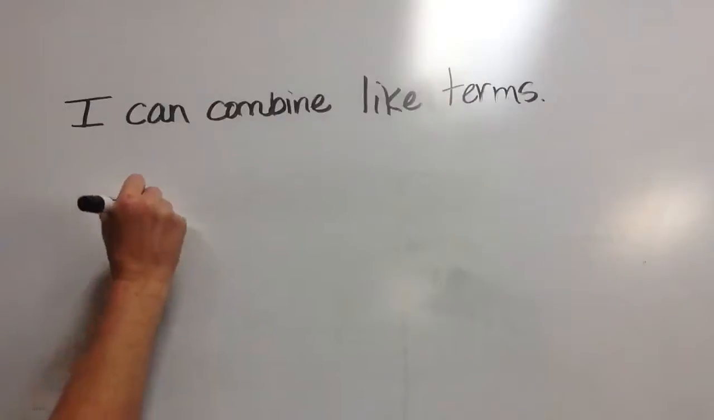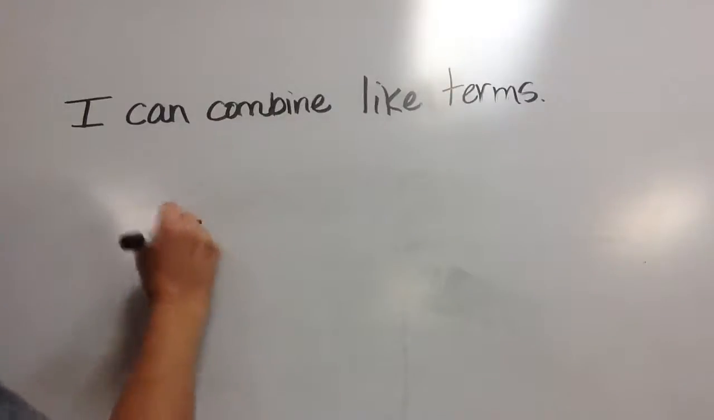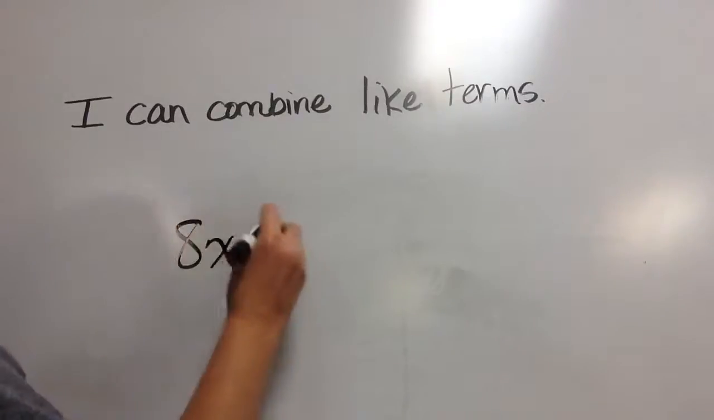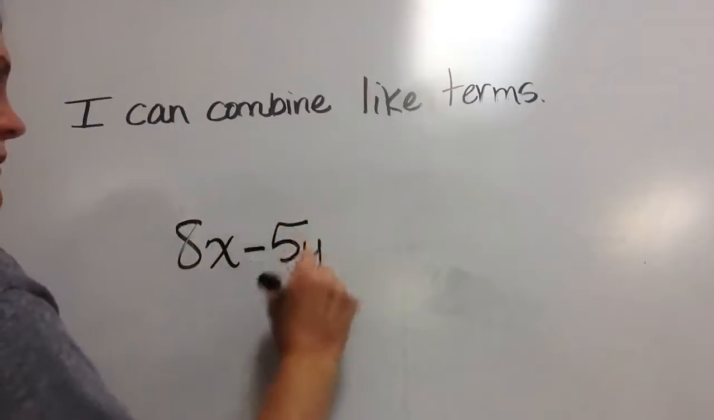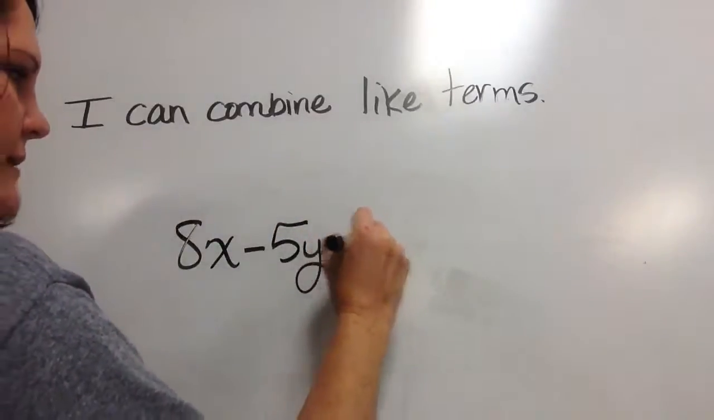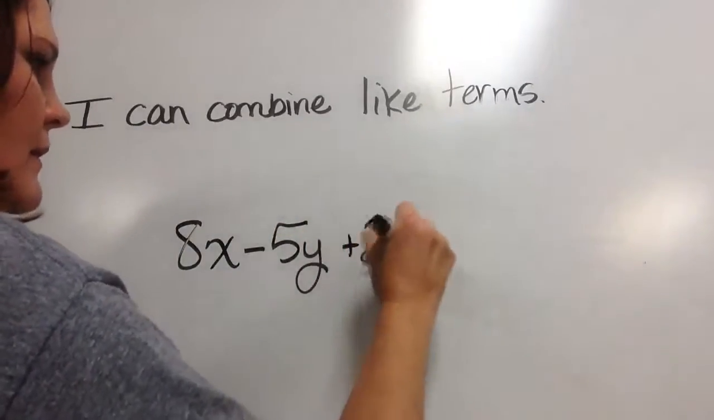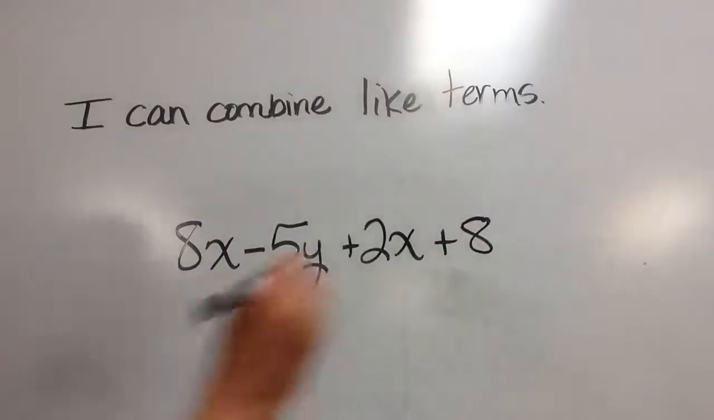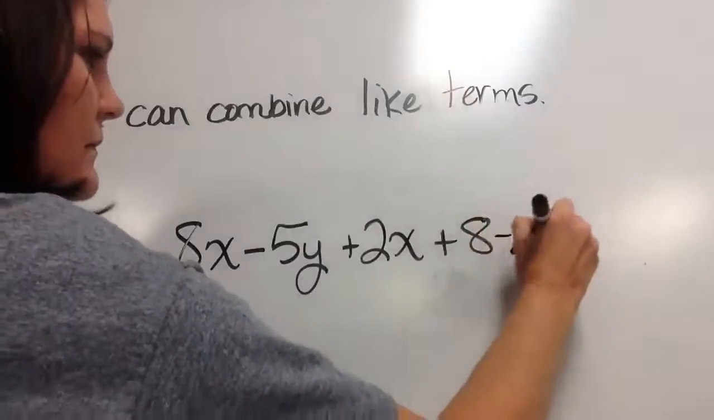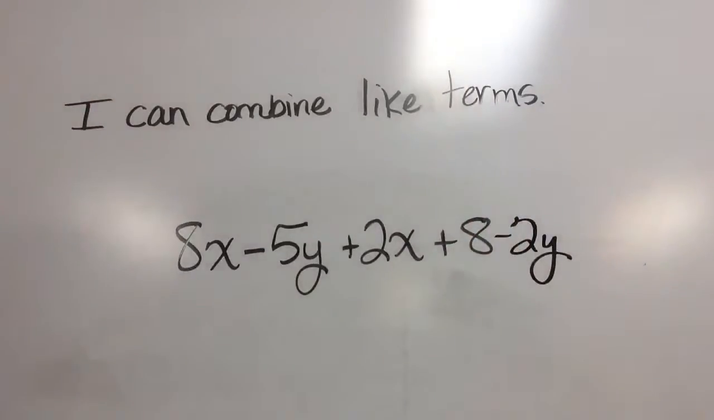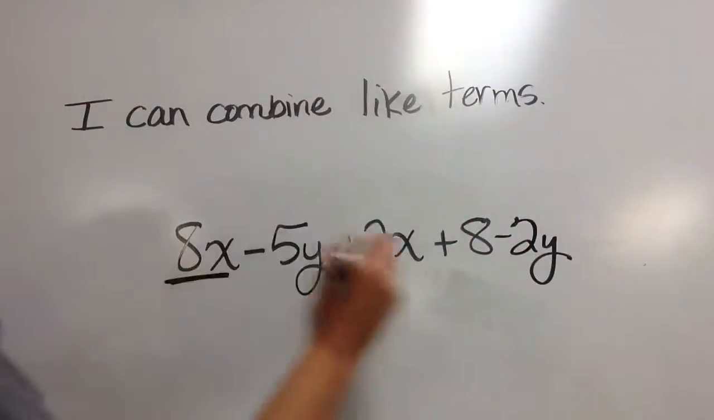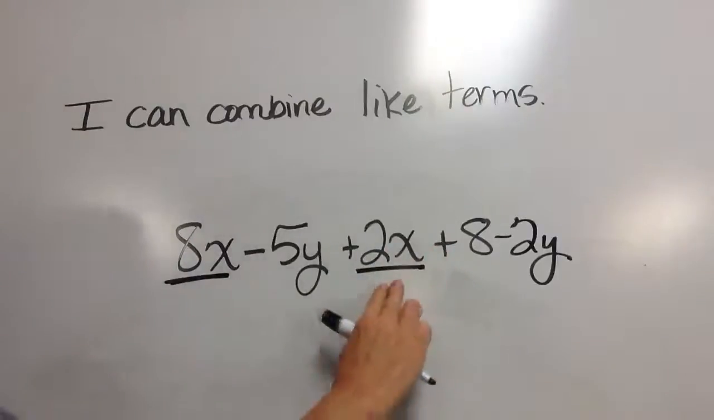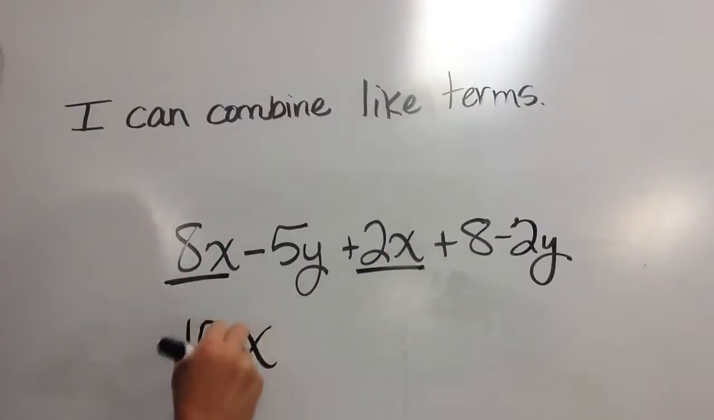All right. Now let's do an example that has some adding and subtracting in it. So I'm going to identify my like terms. So 8x plus 2x gives me 10x.